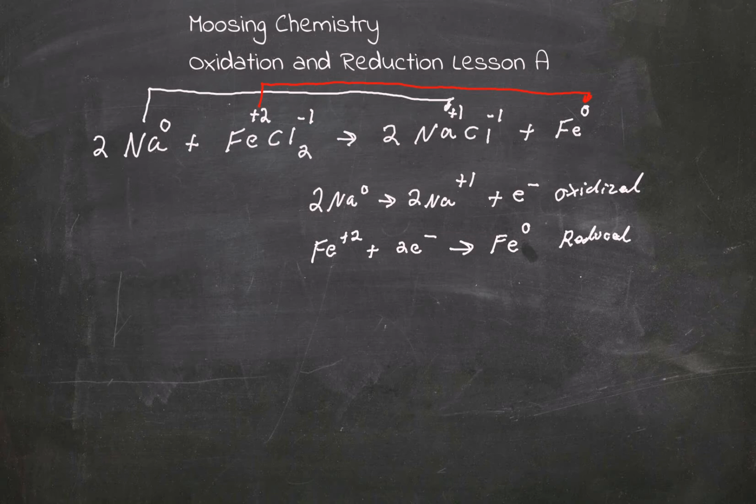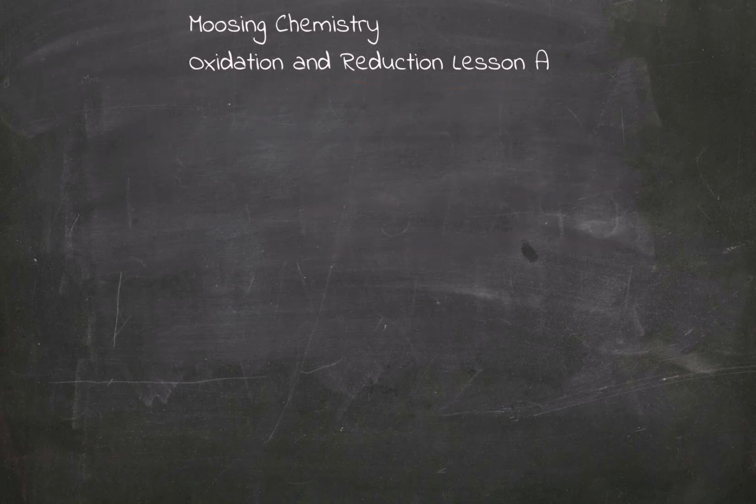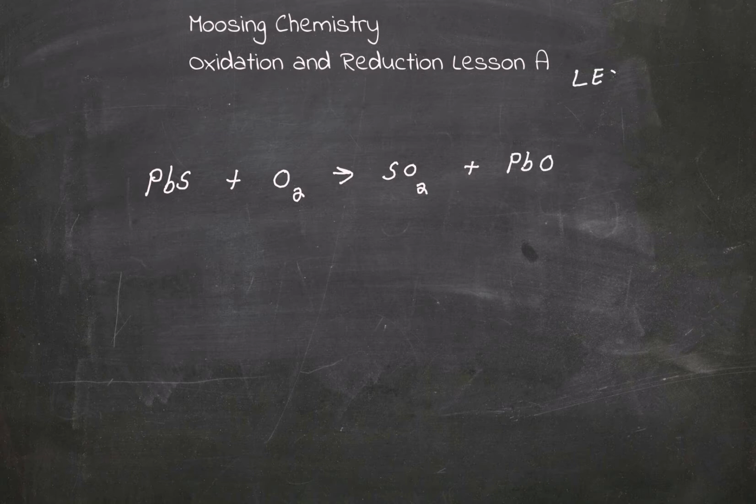Okay, so let's clear these drawings real quickly. And let's look at this equation. PbS plus O2 yields SO2 plus PbO. Remember? Lose electrons, oxidize. Gain electrons, reduce. Leo the lion goes grr.